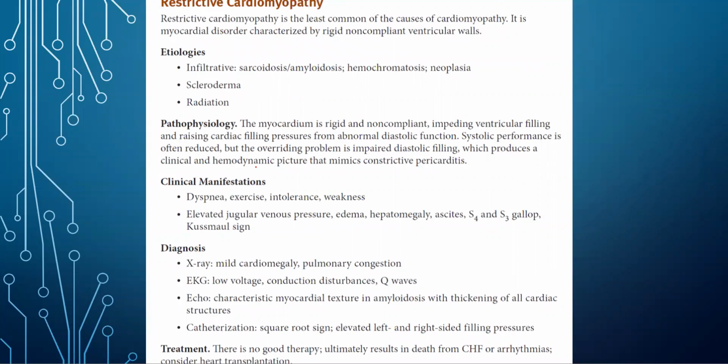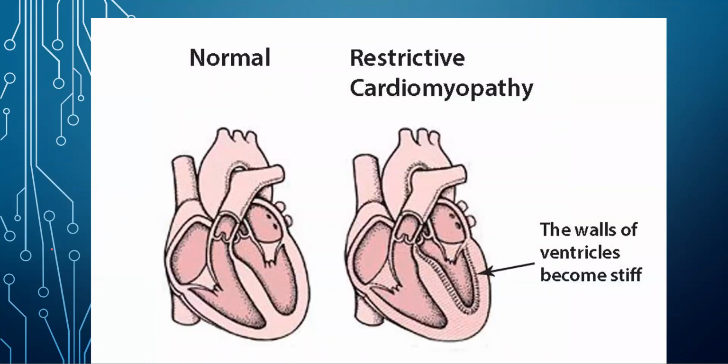Next is restrictive cardiomyopathy. Restrictive cardiomyopathy is the least common cause of cardiomyopathy. It means that the myocardium or the left ventricle becomes rigid. Normally the ventricle usually stretches and relaxes. But in restrictive cardiomyopathy, the ventricular wall becomes rigid and stiff, so it doesn't relax. If it doesn't relax, what type of heart failure will occur?